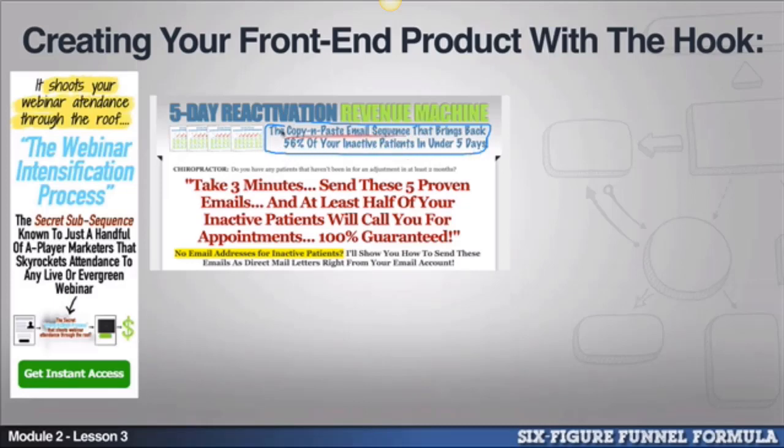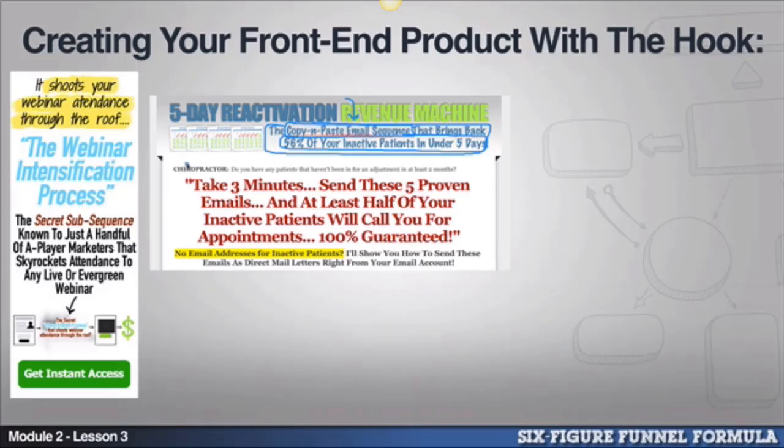So number one, you could see that this is the unique mechanism. There were other people that were offering training on how to reactivate patients, but nobody was offering a copy and paste email sequence. So this is the unique mechanism. And then the promise, if you will, is that this sequence brings back 56% of your inactive patients in under 5 days. And you'll notice again, like when I talked about the hook and the promise, that it is specific. Specificity sells, vague generalities do not.